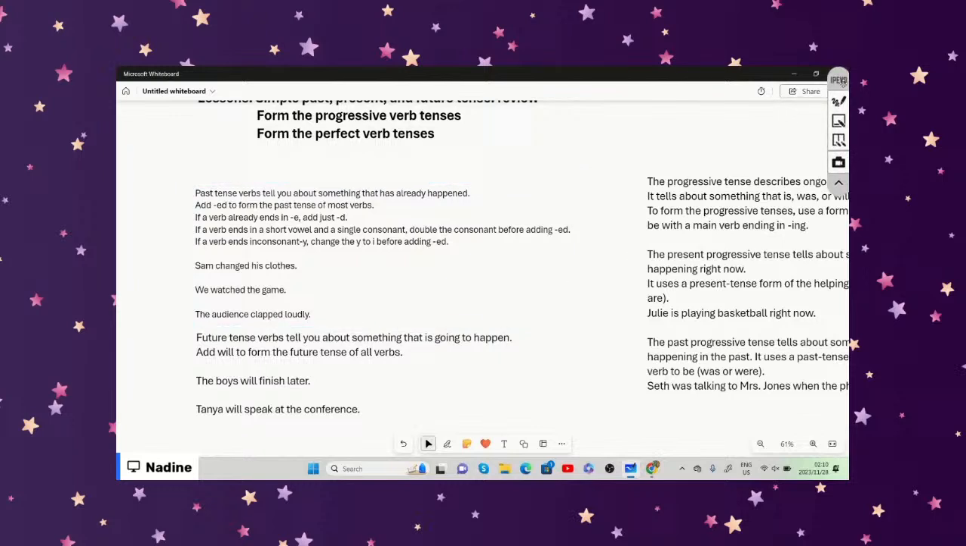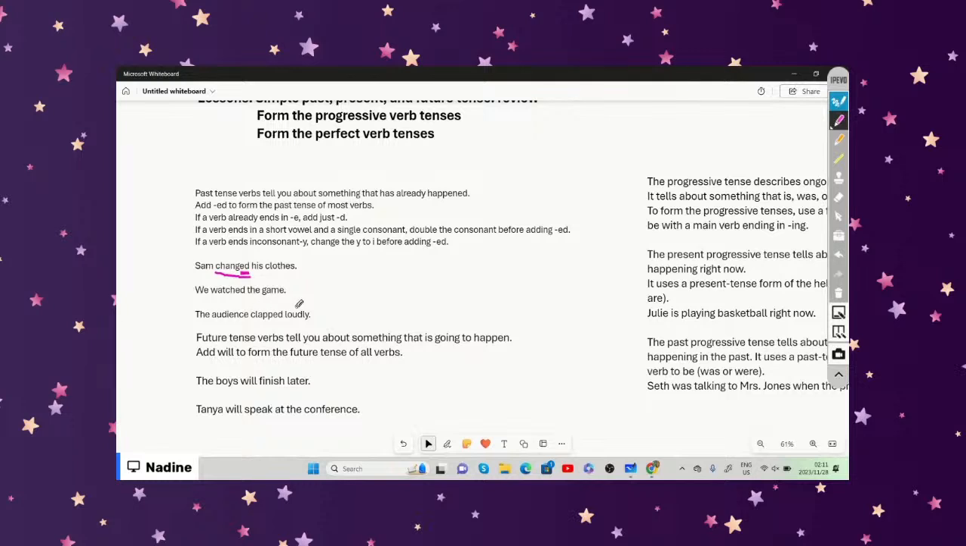Example, Sam changed his clothes. So, changed his clothes, right? They said that we need to just add an ed to form the past tense of most of our verbs. In this case, it says changed, and an ed was added to that specific verb to show that the verb is now in the past tense.